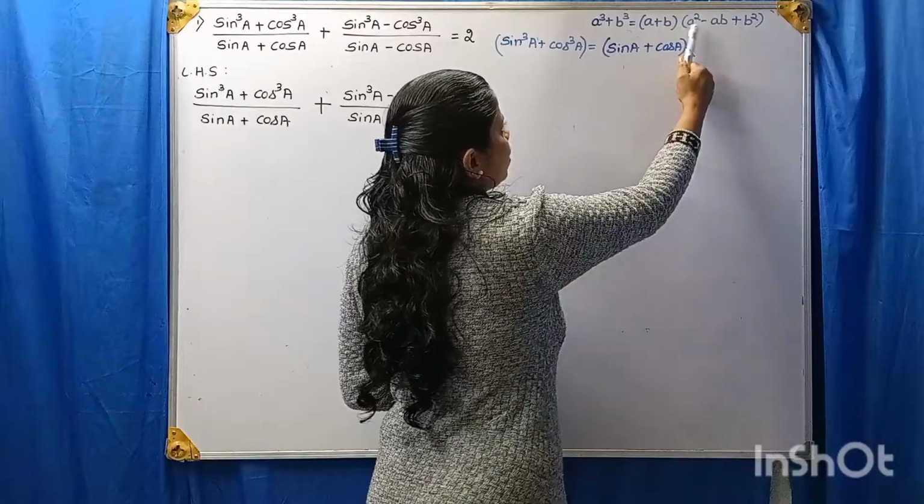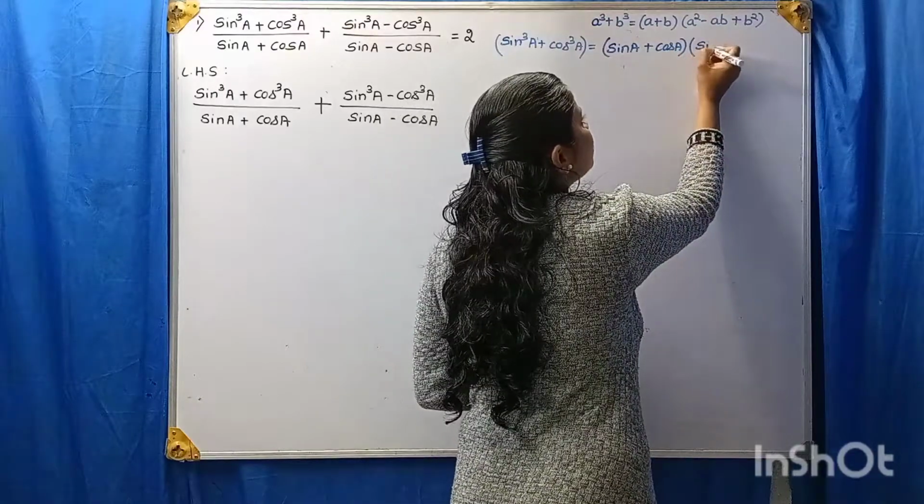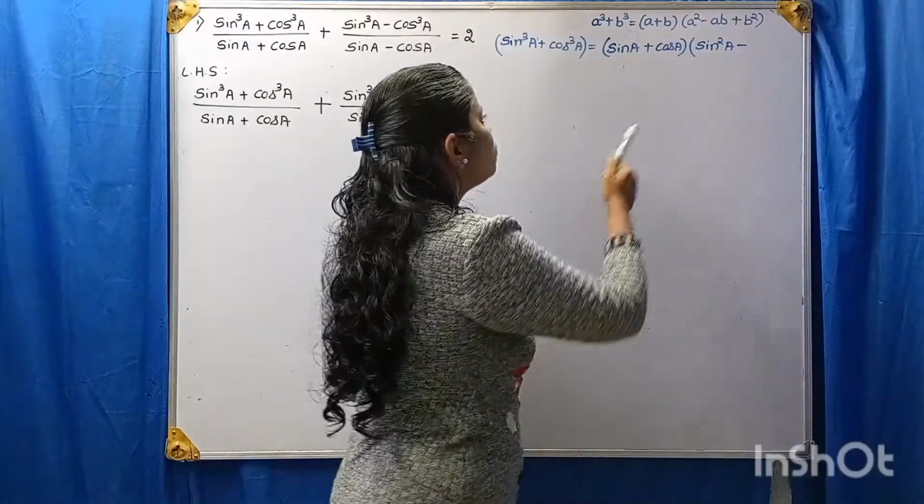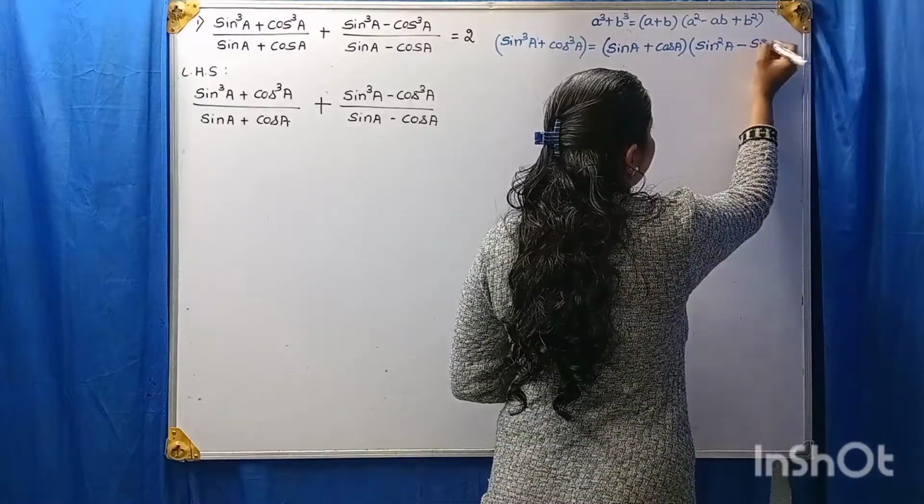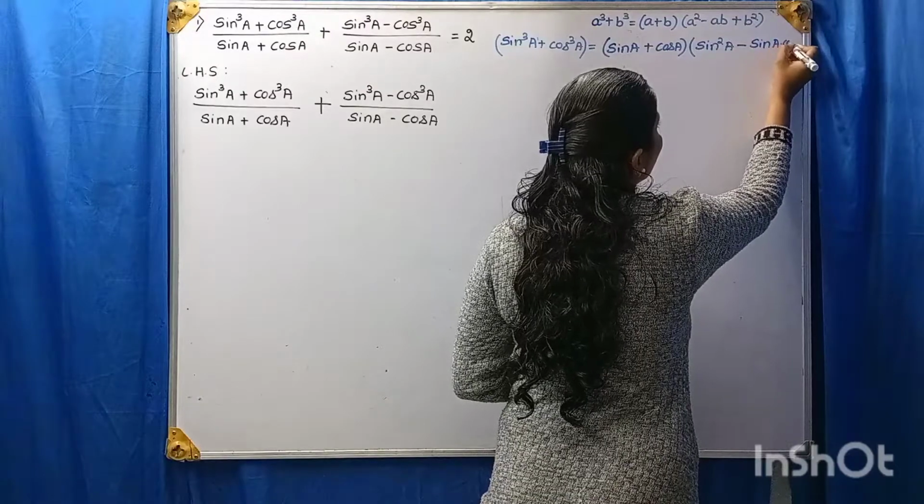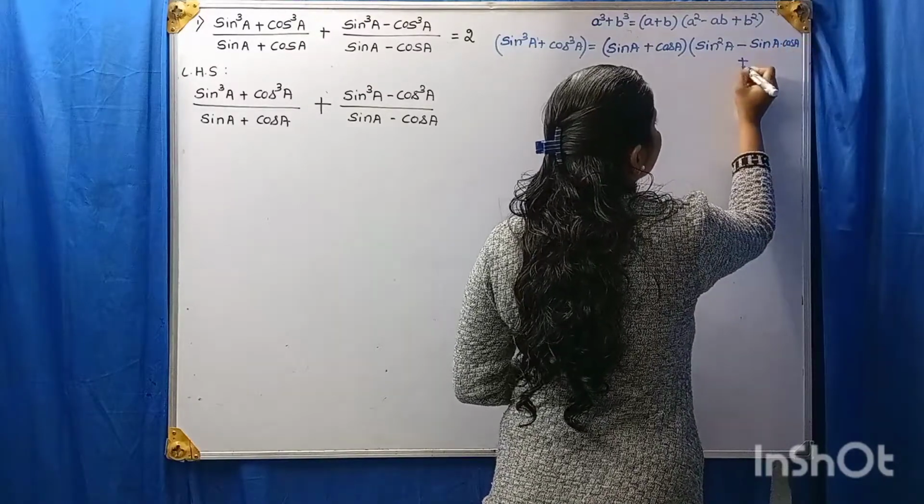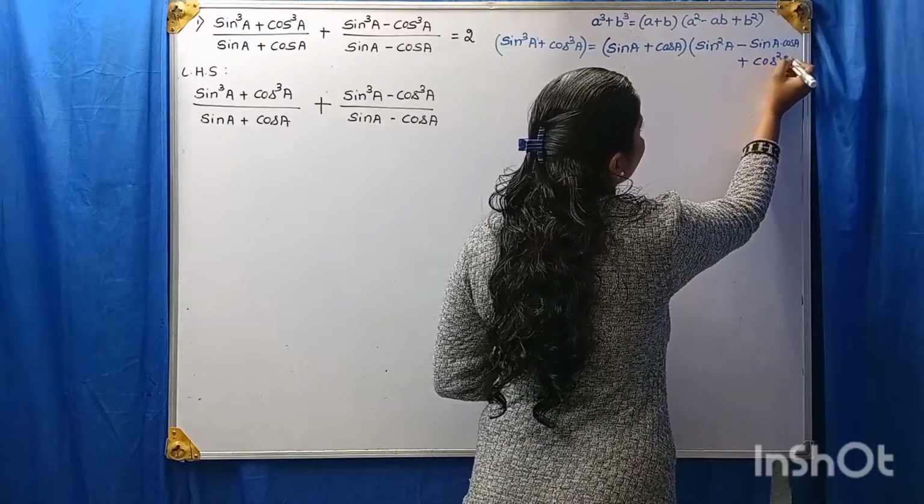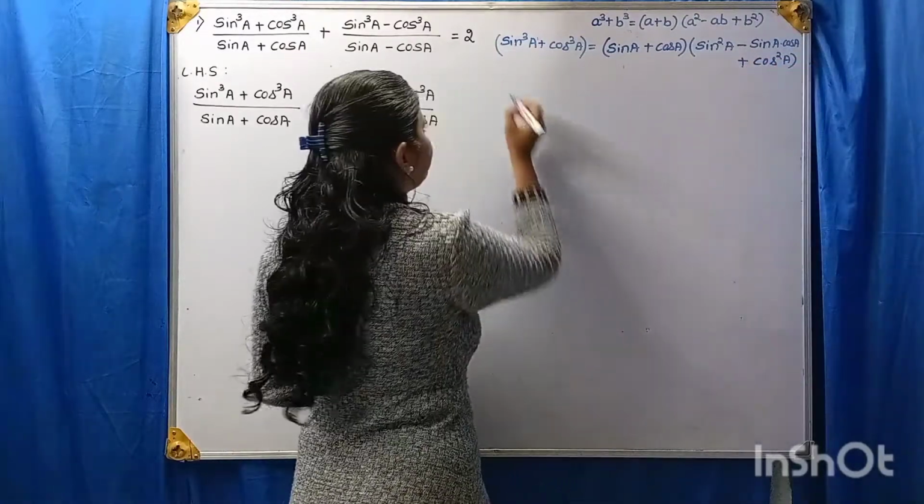Into A square. A square means sin square A, minus AB. AB means what? Sin A into cos A, plus B square. B square means what here? Cos square A. Okay.